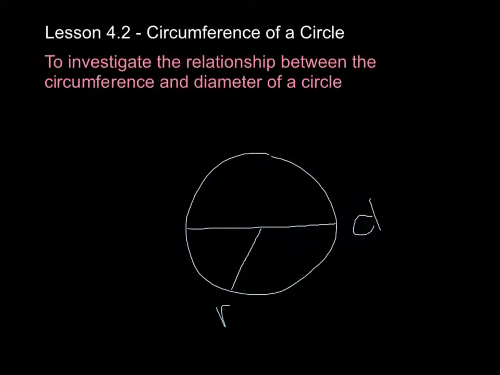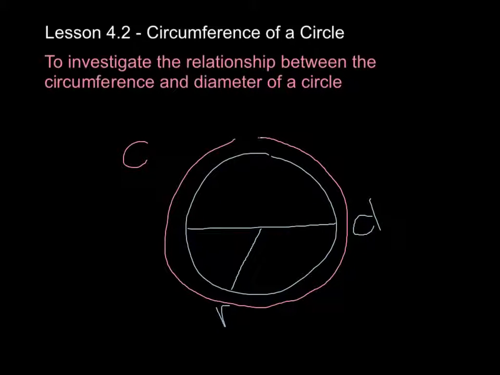And then the third measurement that we're going to look at today is called the circumference. I'm just going to use a different color here. The circumference, so I'll just label that with a C, is the distance around the circle. So it would be that measurement the whole way around. And there is a relationship between the circumference and the diameter.